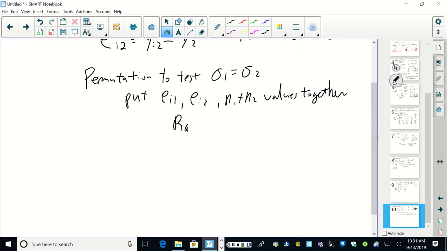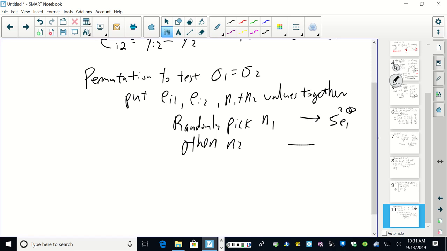To get a random permutation, randomly pick N1, and that will give us an artificial S1 squared. The other N2 of these residuals will randomly represent the second group. And so we can get a star ratio on the deviations, S1 squared over S2 squared of those. And so this should be free from the fact that the groups have different means.